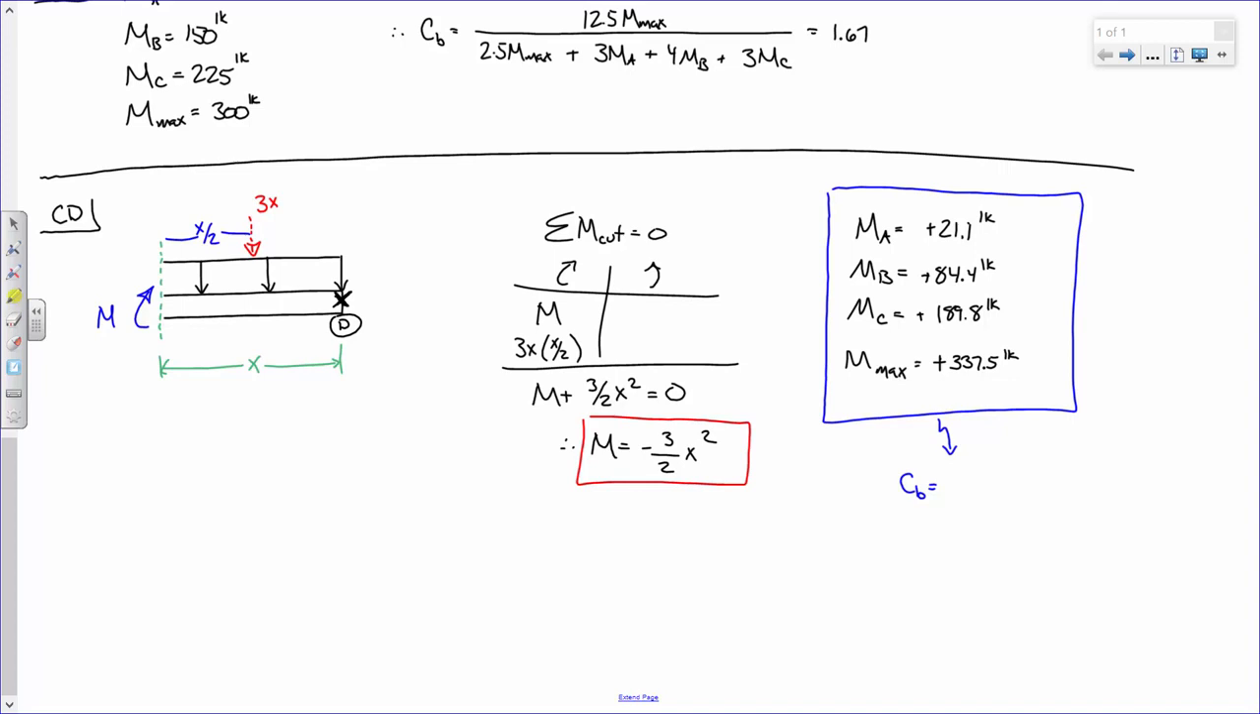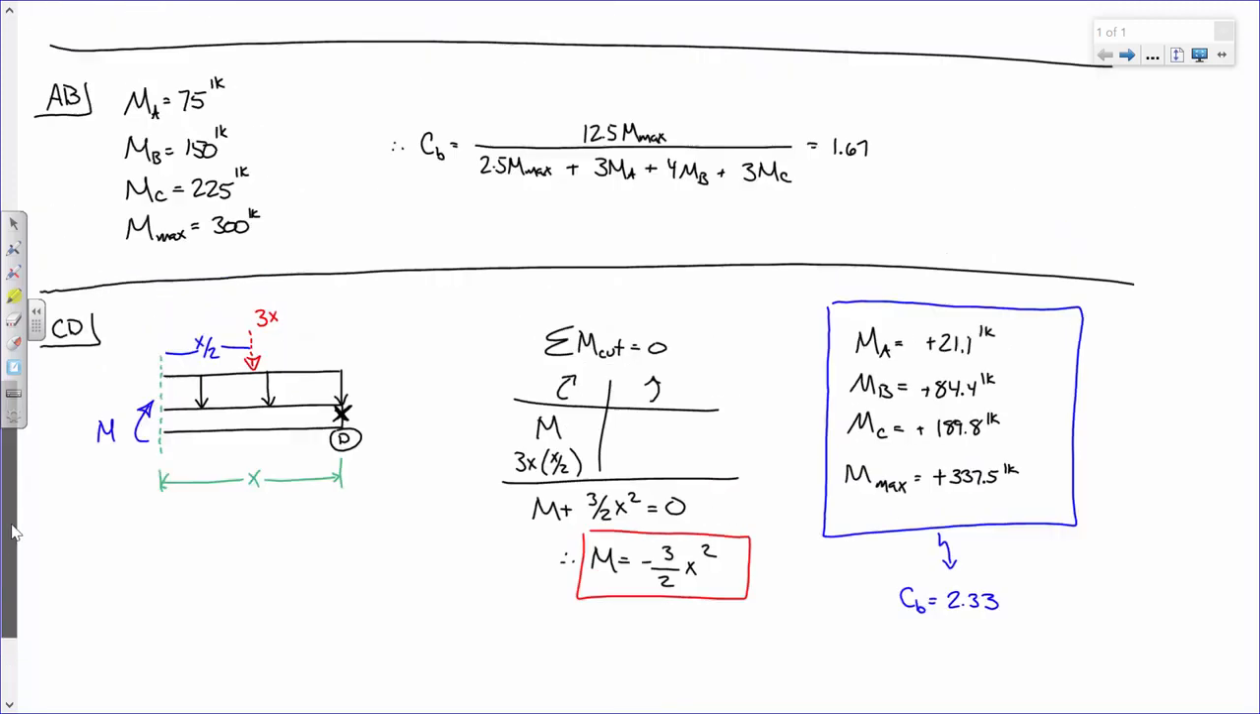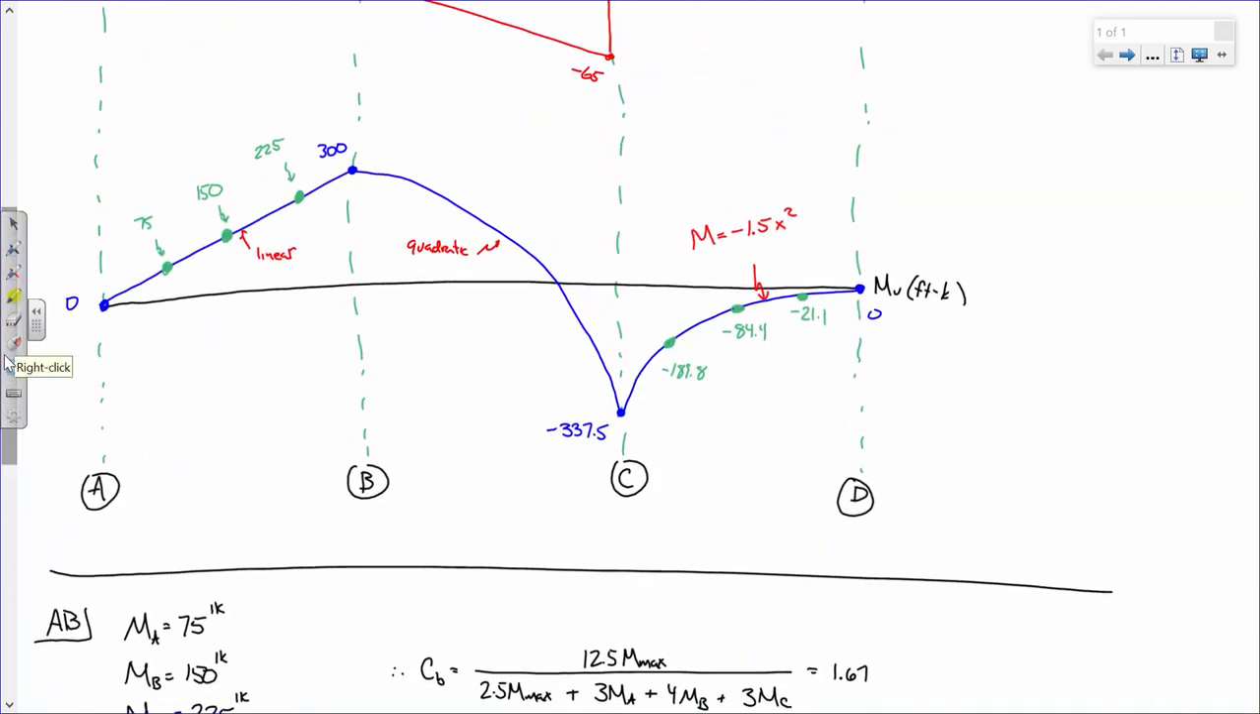I will go ahead and tell you it is larger than what we got last time because the moment gradient is different. In fact, it changes a lot more. Between point to point, you have a much steeper change in bending moment. 2.33. So if I go up to my moment diagram, what do we have? We have a C sub B of 1.67, C sub B, 2.33. And typically we take C sub B values to like 2 decimal places, 2 or 3, something like that.